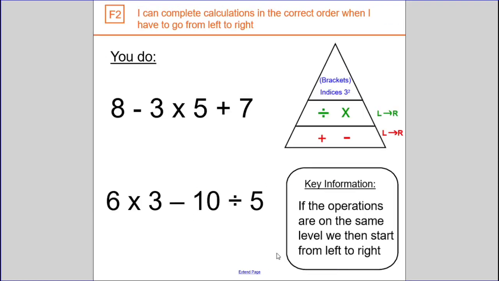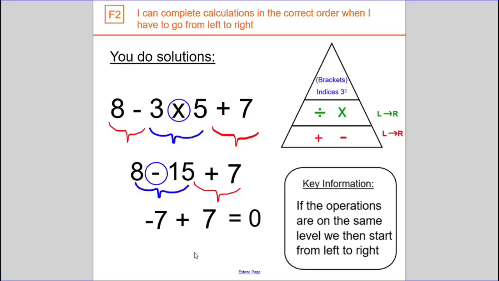Here's 2 questions for you to try. Pause the video here. Here's the solutions. Make sure that you self-assess your work. So we're going to discuss the first question first.